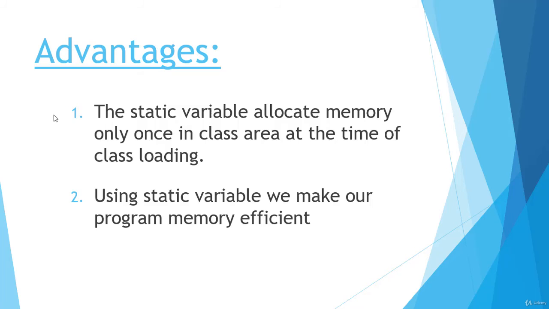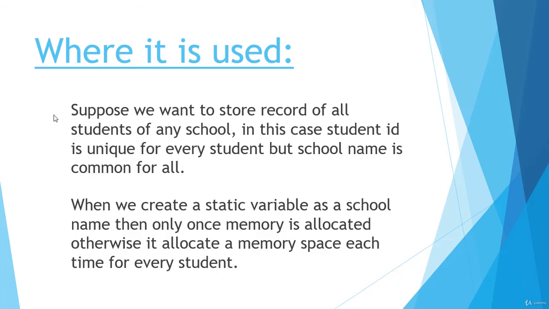Let's discuss an example of where it is used. Suppose we want to store the records of all students of a school. In this case, student ID is unique for every student, but the school name is common for all. When we create a static variable for school name, memory is allocated only once, otherwise it allocates memory space each time for every student. Now I will explain this example.